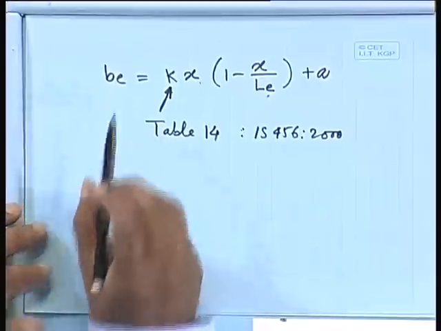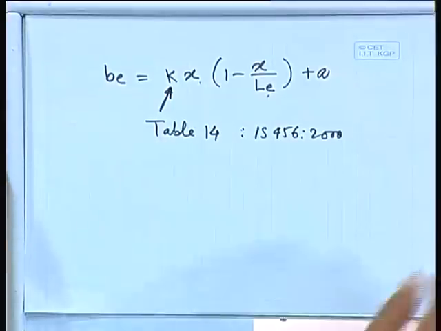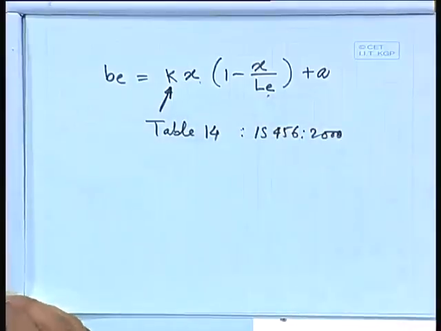So, due to the concentrated load, we have to calculate that effective width instead of taking 1 meter, and we can find it from this formula, which is also available in the code. Similarly, for the cantilever beam also.